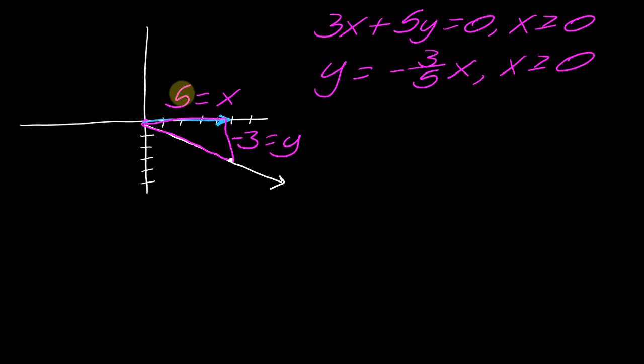So this side here, I'm going to call this x equals 5. Since my point has a negative y coordinate, that's going to be reflected in the side. So my y here is going to be equal to negative 3.